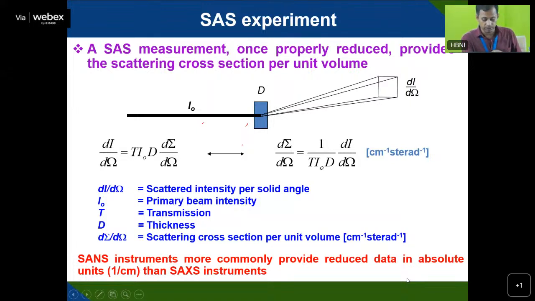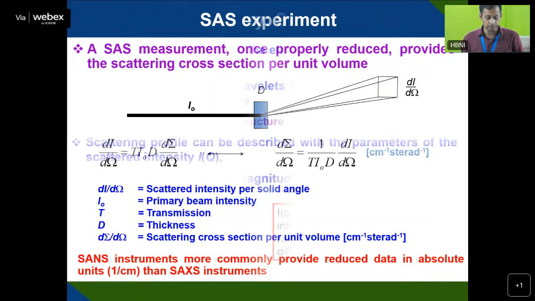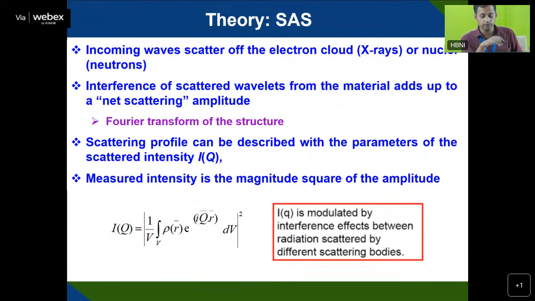A SANS instrument more commonly provides data in absolute units than a SAXS measurement. In a SAXS measurement, you have to reduce the data and you will get data not in absolute units. But in the case of a SANS instrument, the reduced data is more commonly provided in absolute units, mostly 1 by centimeter. Now the theory of small angle scattering techniques, both neutron as well as X-ray scattering.